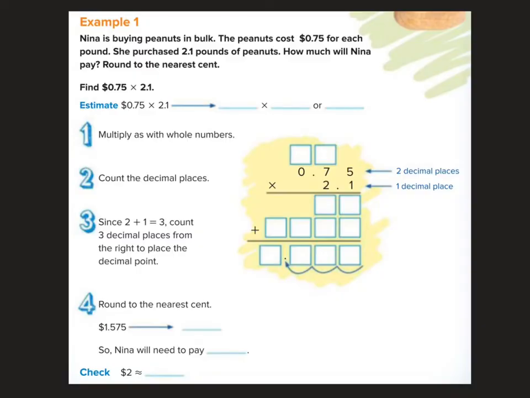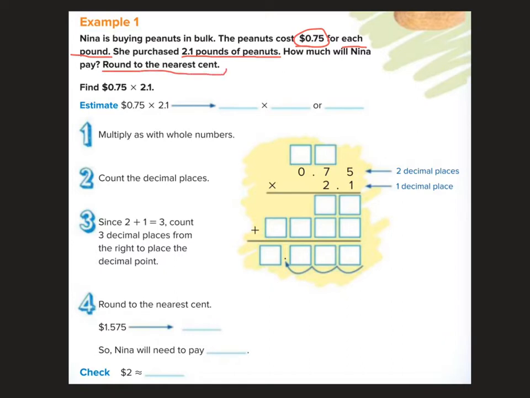So here we have a problem that says Nina is buying peanuts in bulk. That's like at Hy-Vee where they have those big bins of chocolate-covered nuts or goodies, and you have to weigh it. So the peanuts cost 75 cents for each pound. She purchases 2 1/10 of a pound of peanuts. How much will Nina pay? Round to the nearest cent.